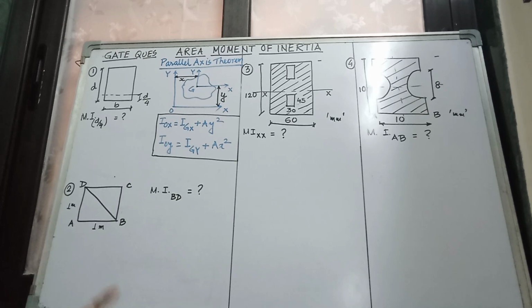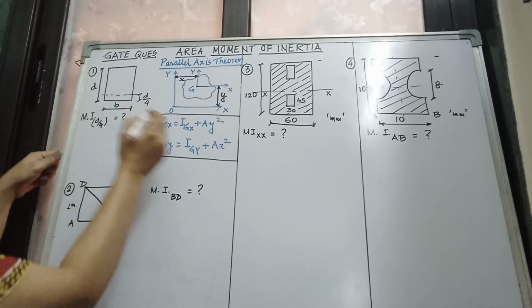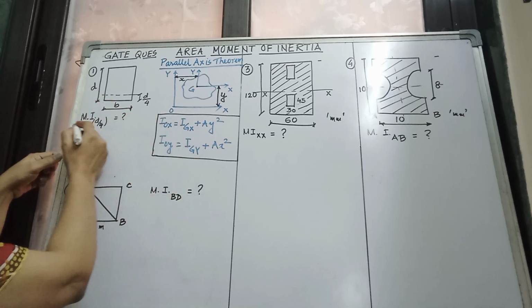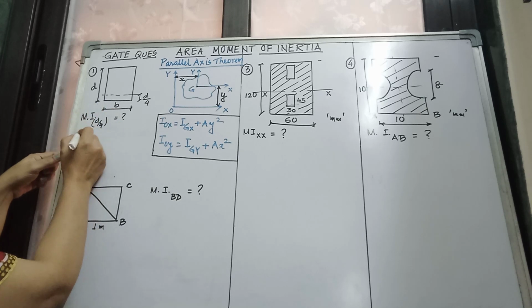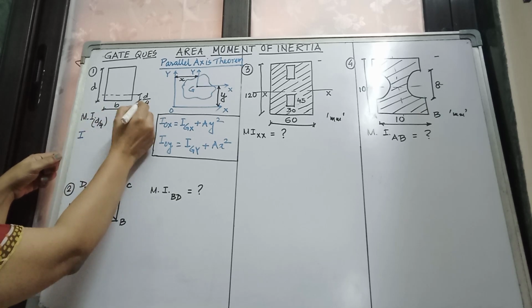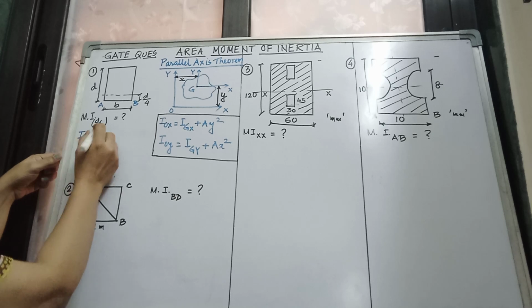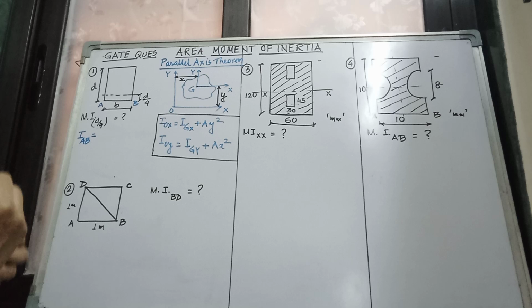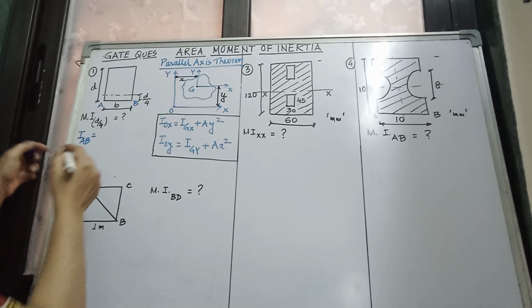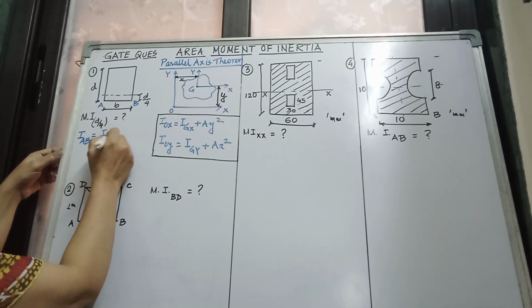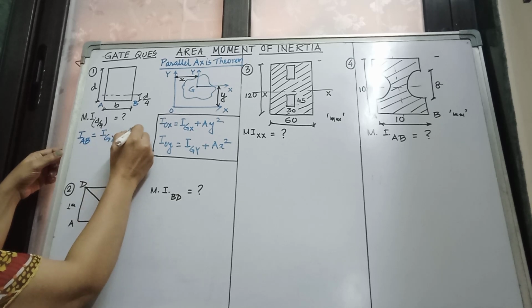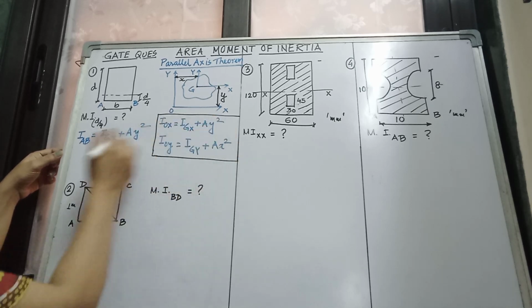Please try it. We will solve this problem using the parallel axis theorem. How are we going to solve it? What is IGX, we know. Suppose we name this axis AB. So IAB, from here, how can we find it? That will be IGX plus A y square. This formula we are using.